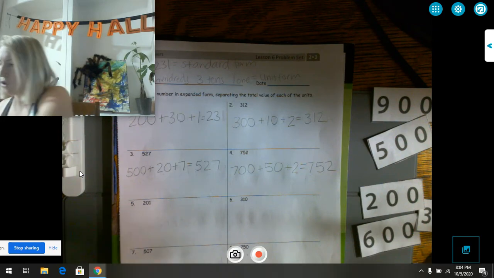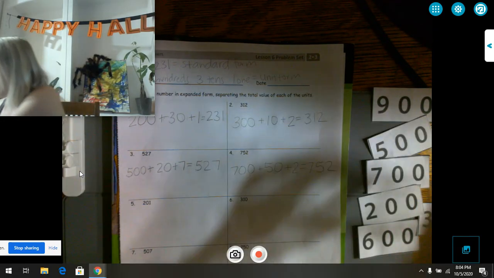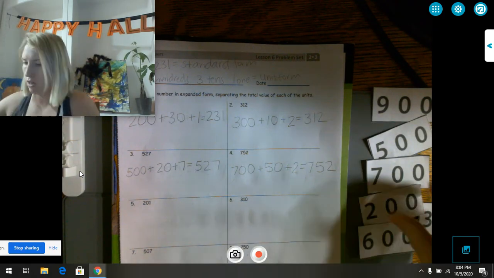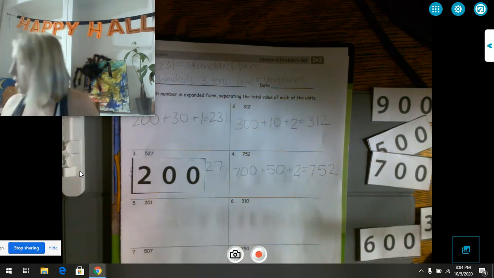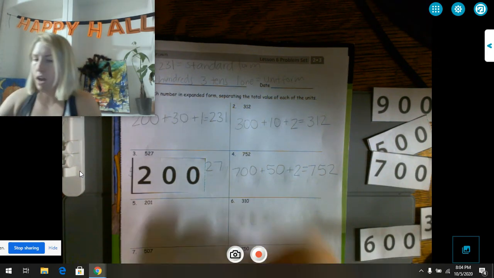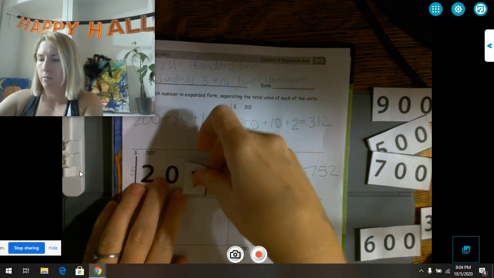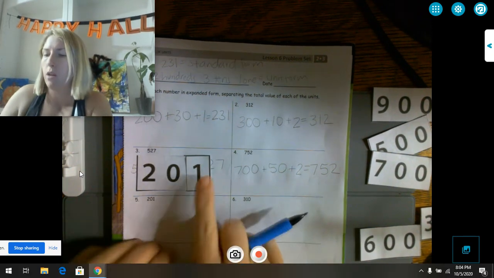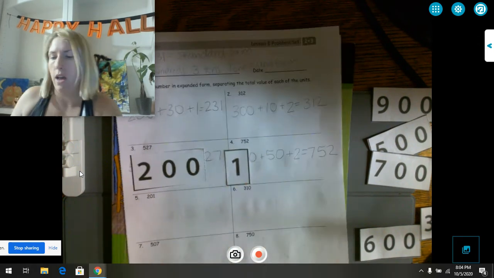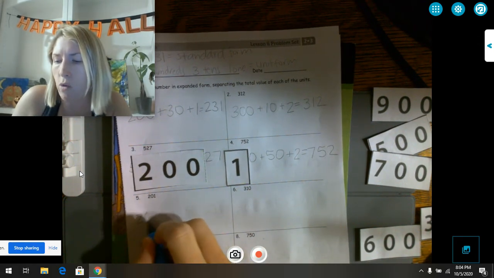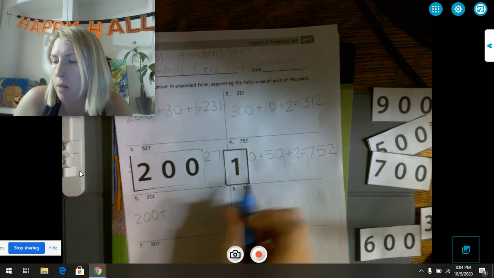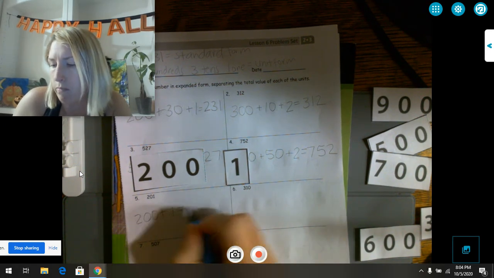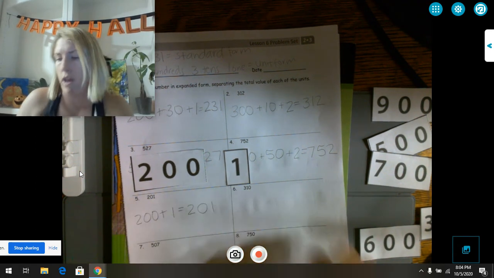All right, next we have 201. So we're trying to trick you on this one. We have 200 and we have 1. So we only need 2 of our hide zero cards for this one. We're going to pull it apart, and this one's only going to have 2 parts. We have 200 plus 1 equals 201.